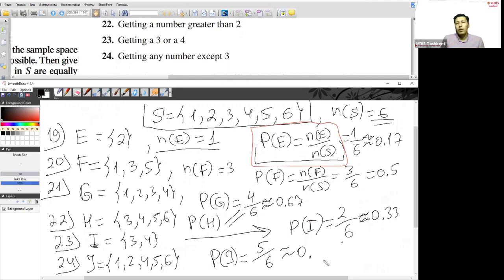Okay, that is the first formula for probabilities. Do you have any questions?